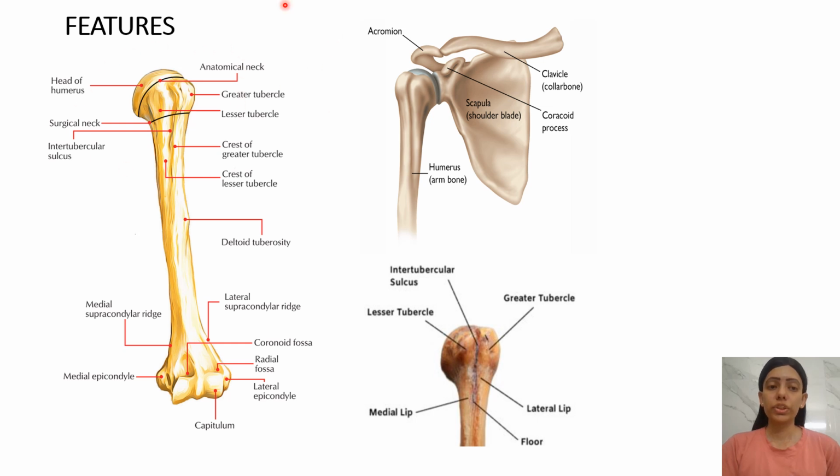So in this picture we have seen the anatomical neck, which separates the head from the rest of the upper end, then the surgical neck, which separates the upper end from the shaft, and the morphological neck, which is just 0.5 centimeter above the surgical neck and shows the position of the epiphyseal line.